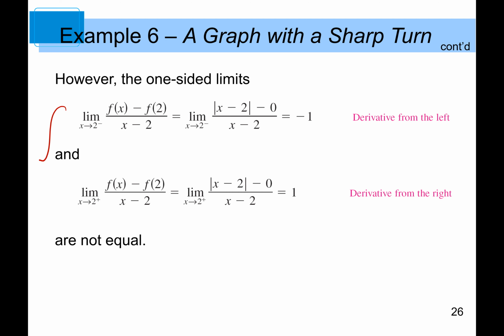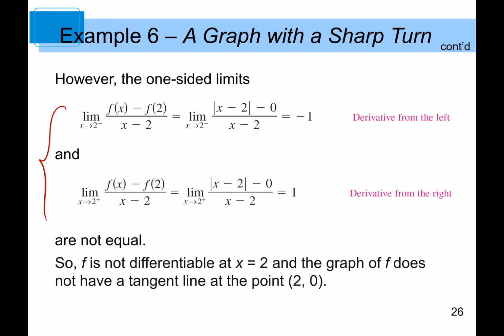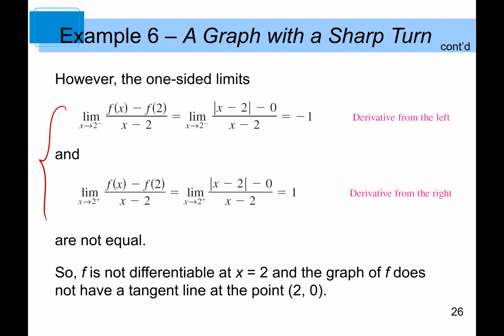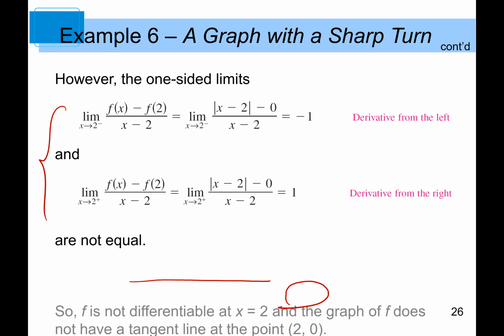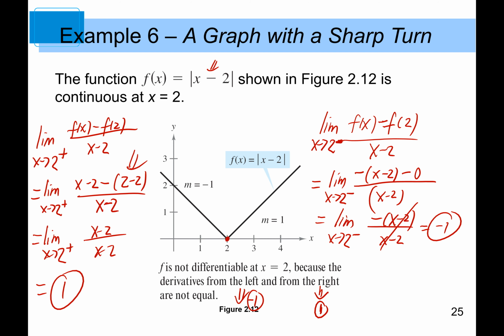So this is basically the detailed solution. They're not equal, so the derivative does not exist. f is not differentiable at x equals 2, and the graph of f does not have a tangent line at the point (2, 0). At this point, no tangent line.